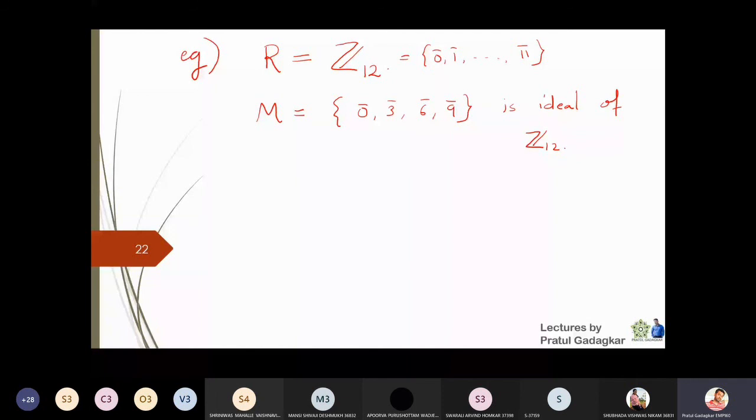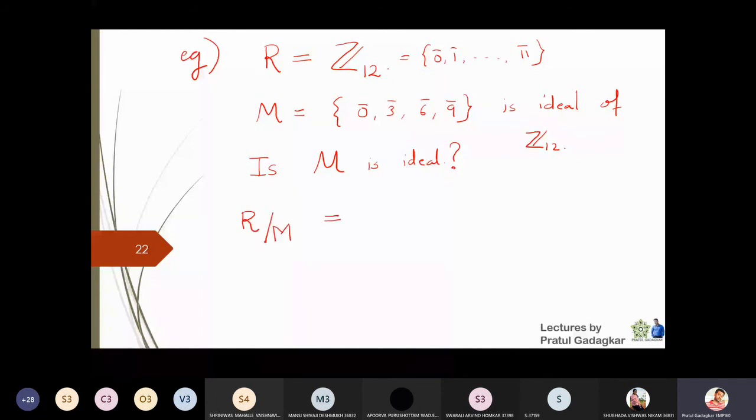So now this is the ideal. Now what I will do is I will consider the quotient. So my question is, is M maximal? When you look at this M, I don't understand whether the definition is satisfied or not. So what I will do is I will simply calculate R by M. This means that we calculate Z12 by M, the quotient Z12 by M.